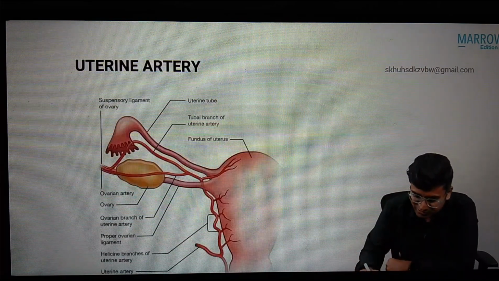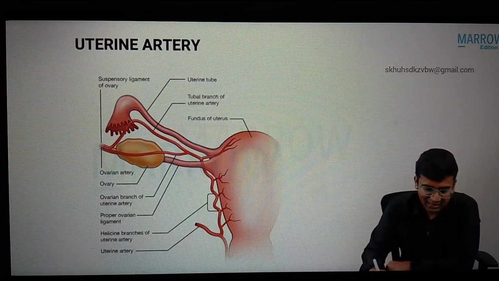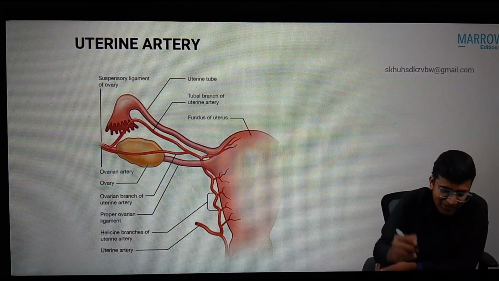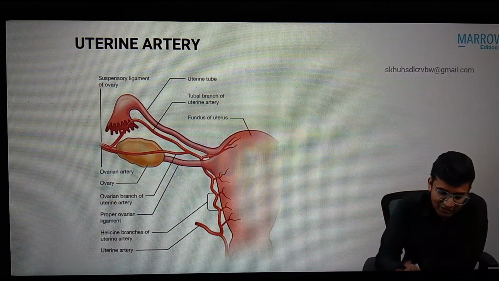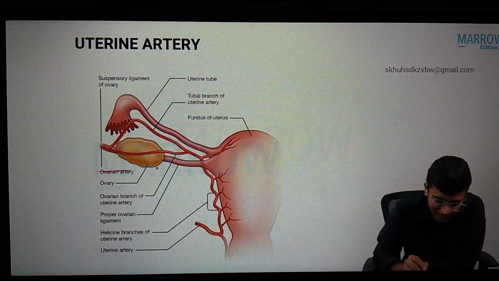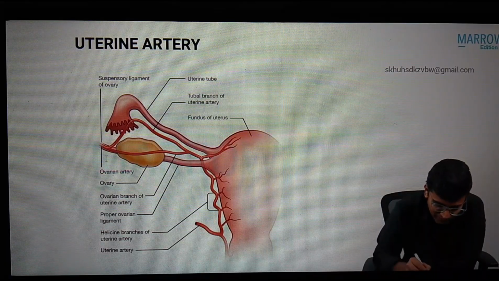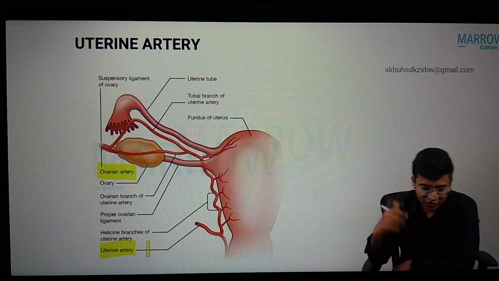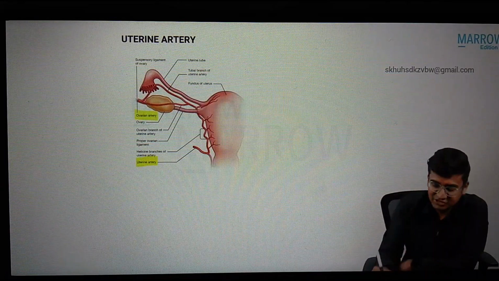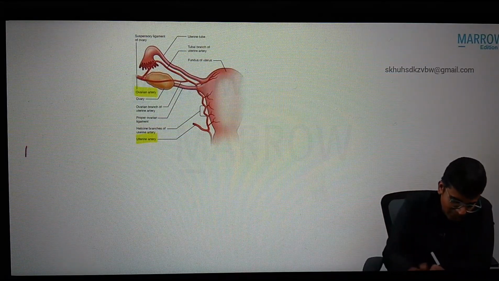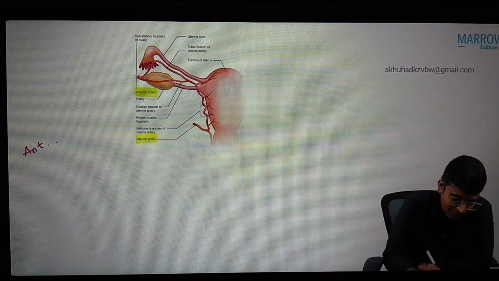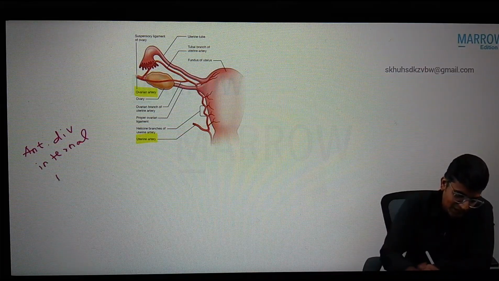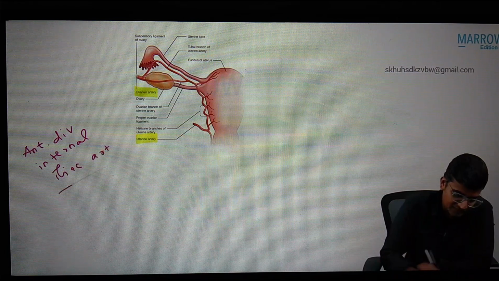Now two more topics in the uterus: blood supply of the uterus and lymphatic drainage. The uterus is supplied by the uterine artery and also by the ovarian artery. The ovarian artery, we know, is a direct branch of the abdominal aorta. The uterine artery is a branch of the anterior division of the internal iliac artery.